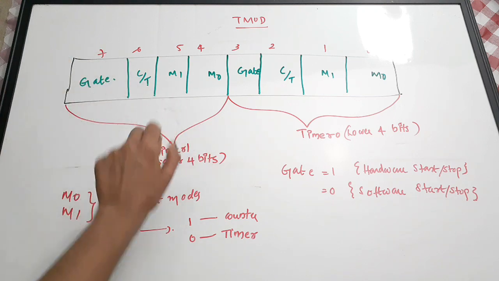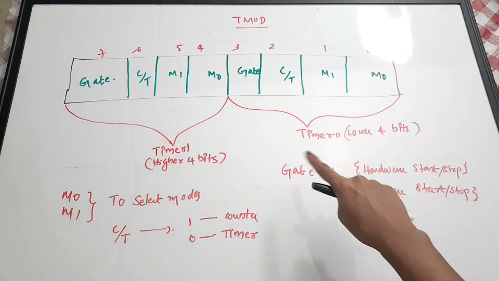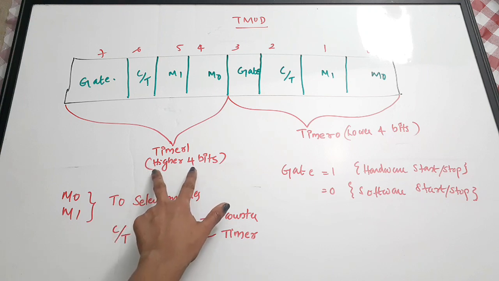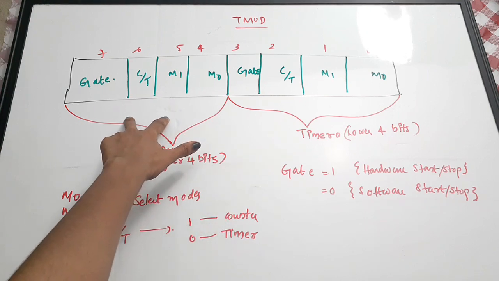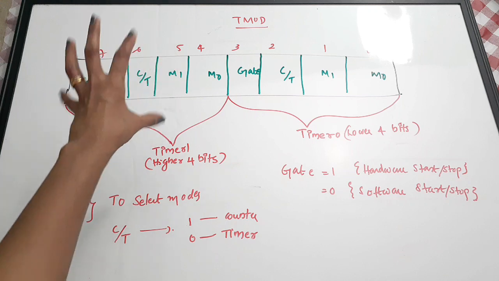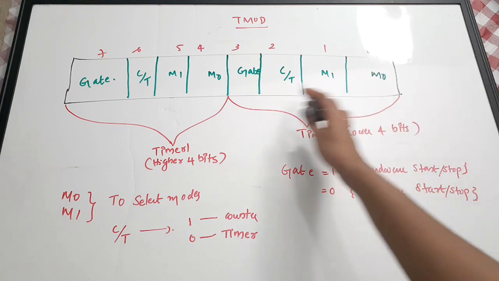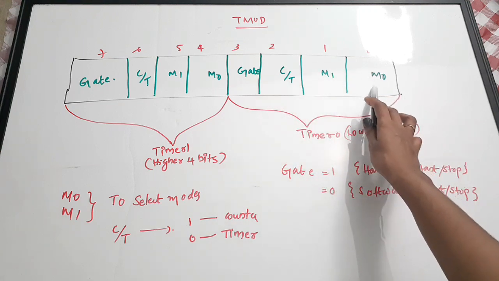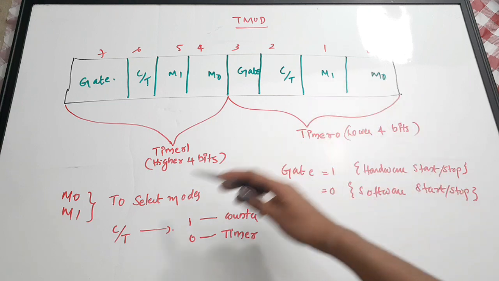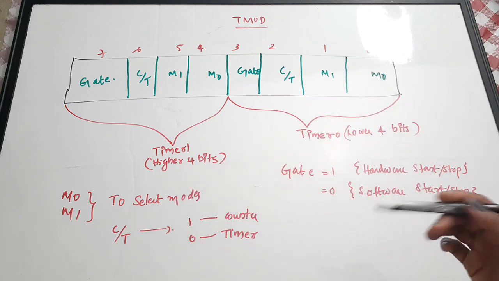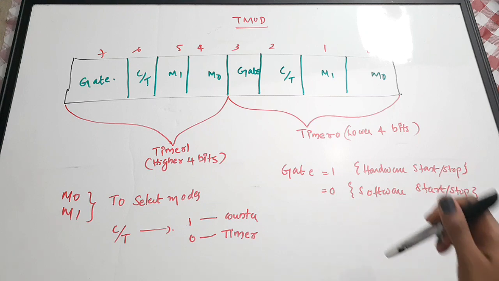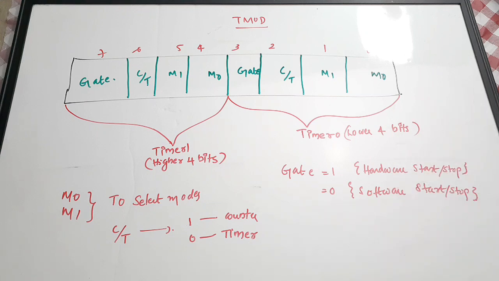Higher 4 bits are for timer 1 and lower 4 bits are for timer 0. I have written it very specifically. The higher 4 bits are used for controlling the functionalities and mode and everything for timer 1, and the lower 4 bits are for timer 0. Now, if you see the ordering of the bits, you can see M1, M0. These M0 and M1 are used for selecting the modes. How are the modes varying? We'll see next. Just know that this is used for selecting the various modes of timer 0, and also for timer 1 there is M1 and M0.